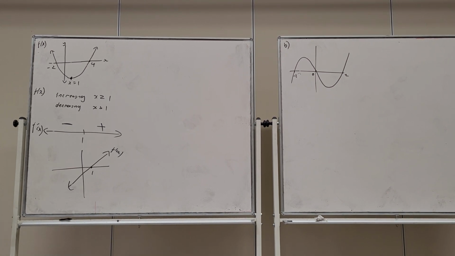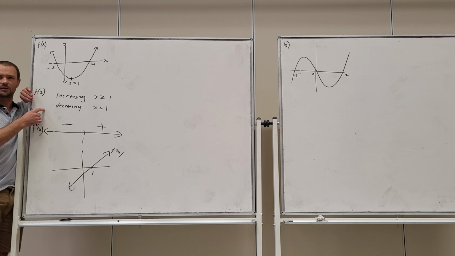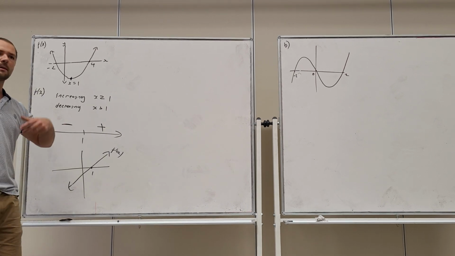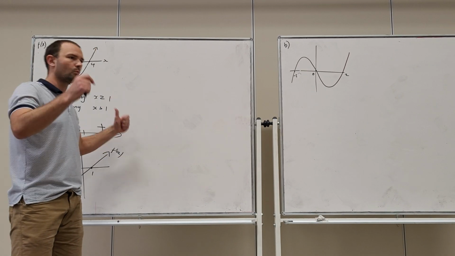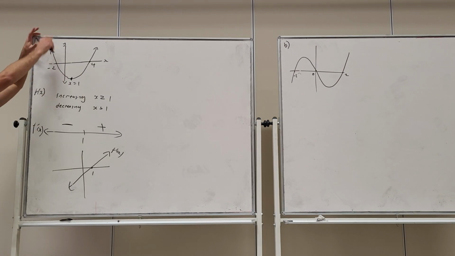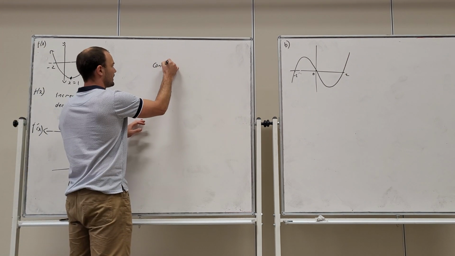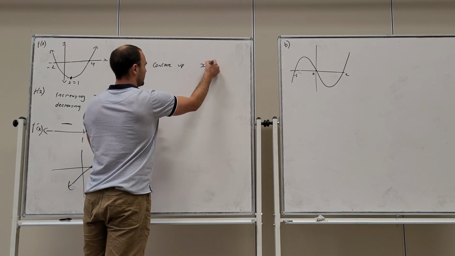Next it says to graph the second derivative. So for the first derivative, we're looking at when it's increasing and decreasing. For the second derivative, remember we're looking at when is it concave up, when is it concave down. And so we can see this one is concave up for all values of x. There are no points of inflection. So we're going to make that statement, concave up for all x.